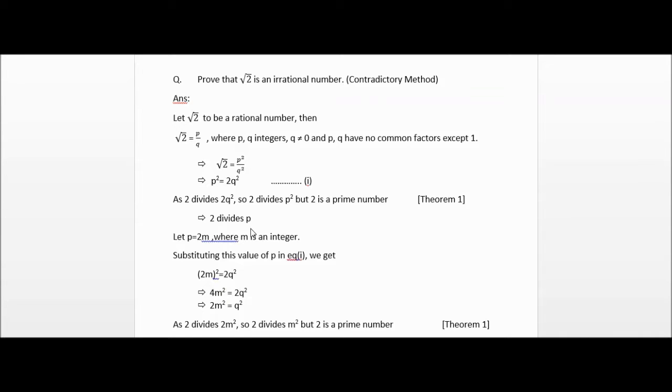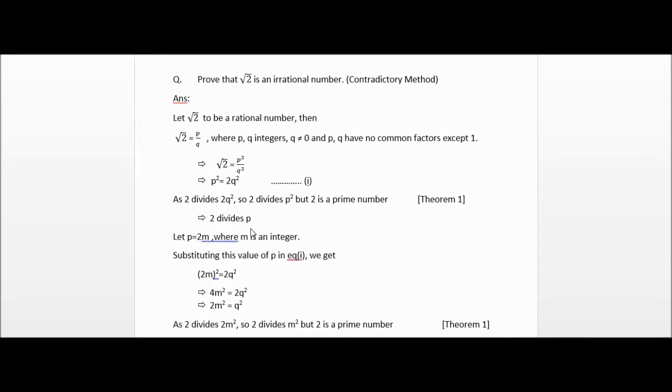Today in this video I am going to explain how you can verify or prove whether a given number is an irrational number or not using the contradictory method. Okay, so let's start. First of all, you should know what is meant by the term contradictory.